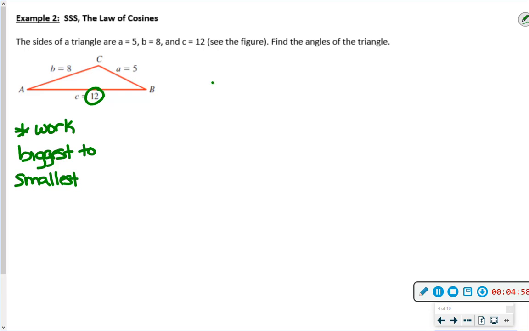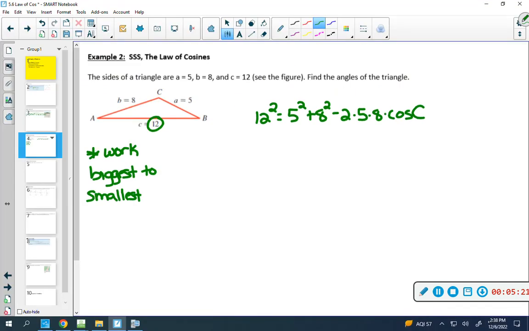So here we go. C squared equals the other two sides squared. I'm going to do 5 plus 8 minus 2 times those sides times the cos of the angle across from the side we started with, which is, of course, C. Now, I can do a lot of this work in my calculator too. So let's pull up my calculator. So I know I am trying to get this cos of C alone. I don't expect you to write all this computation, but just to get it started.